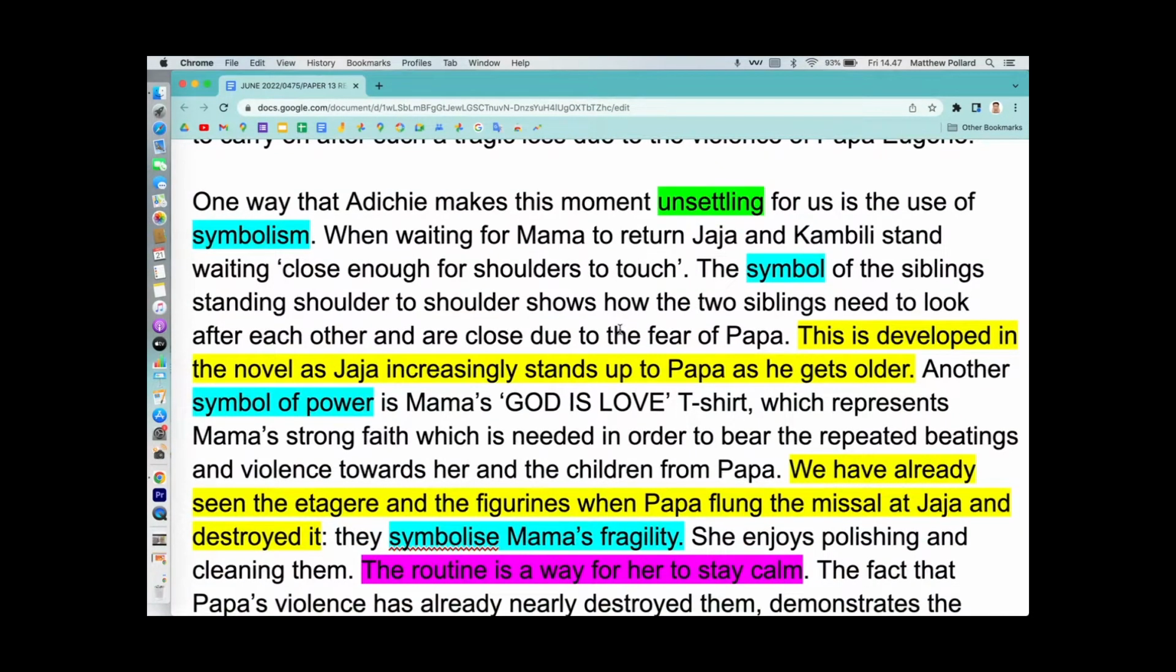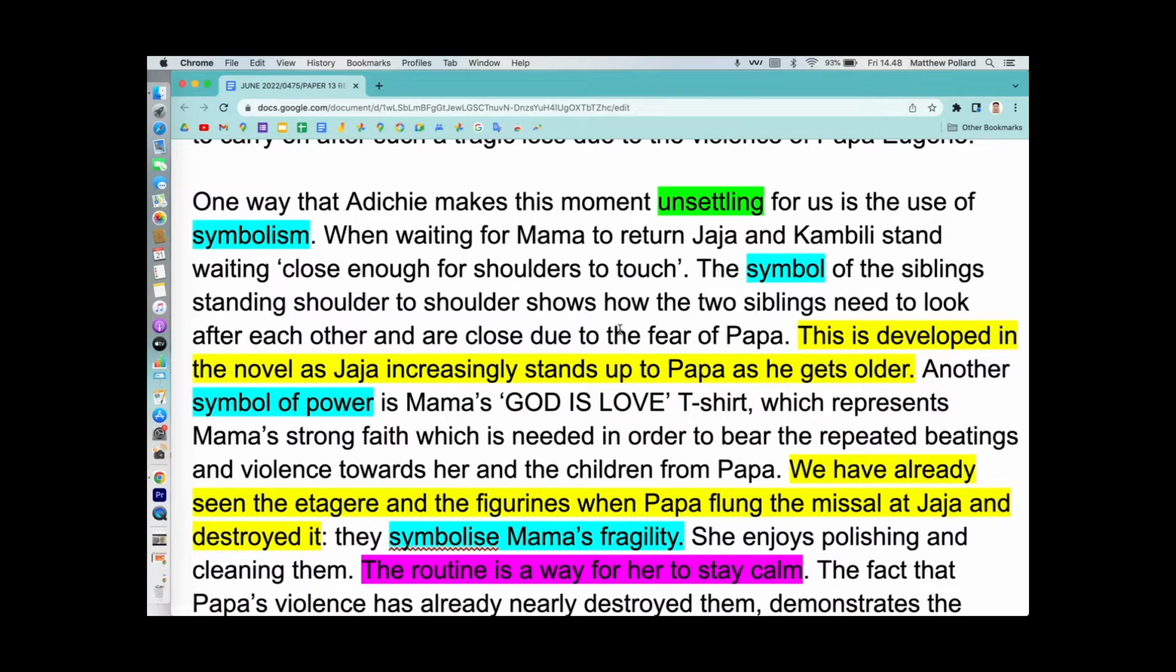One way that Adichie makes this moment unsettling for us is the use of symbolism. When waiting for Mama to return, Jaja and Kambili stand waiting close enough for shoulders to touch. The symbol of a sibling standing shoulder to shoulder shows how the two siblings need to look after each other and are close due to the fear of Papa. This is developed in the novel as Jaja increasingly stands up to Papa as he gets older.